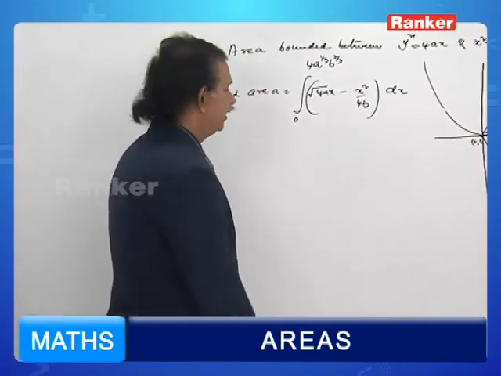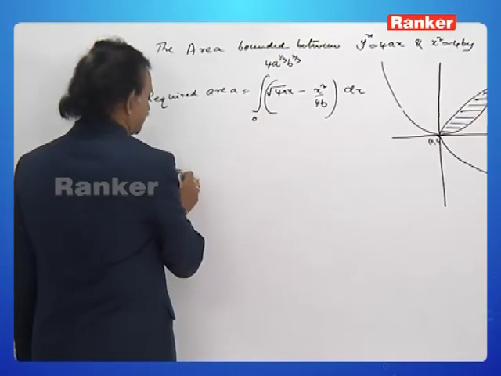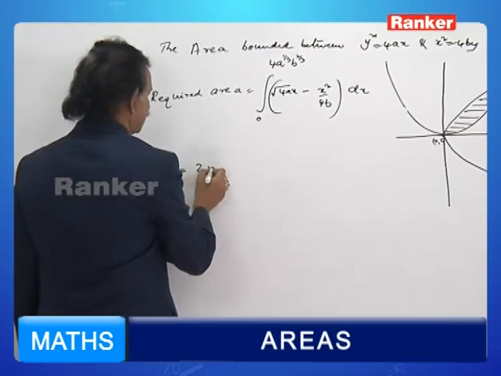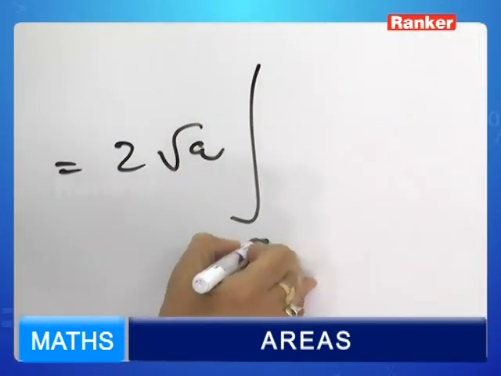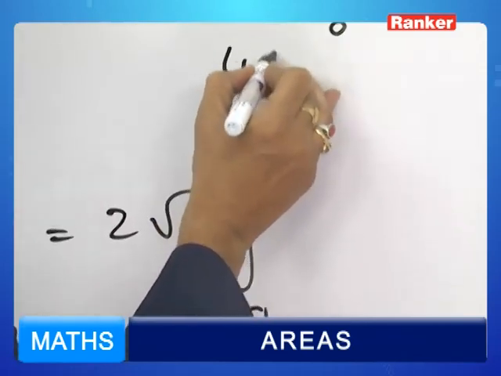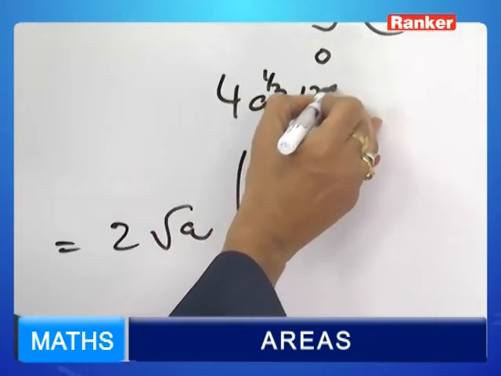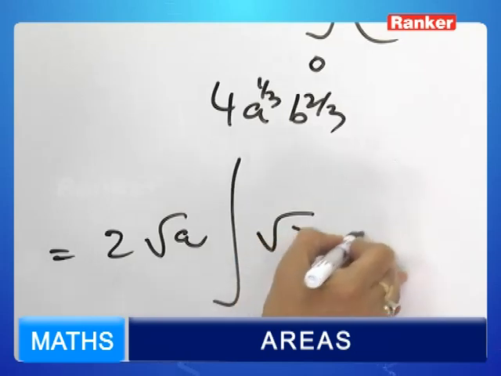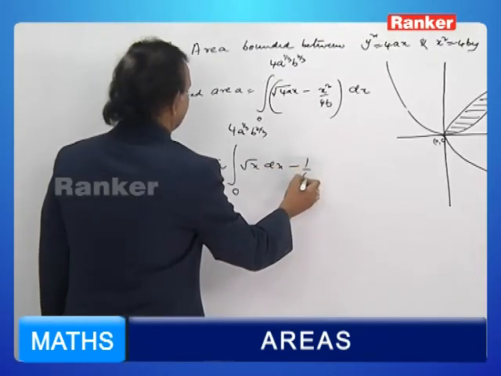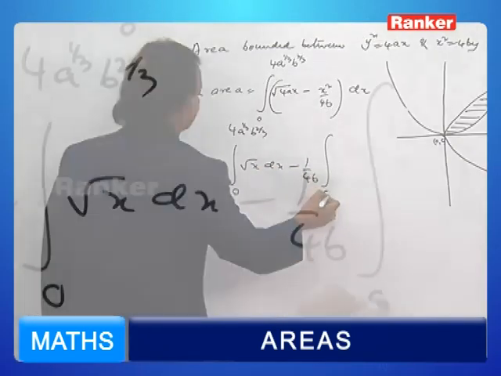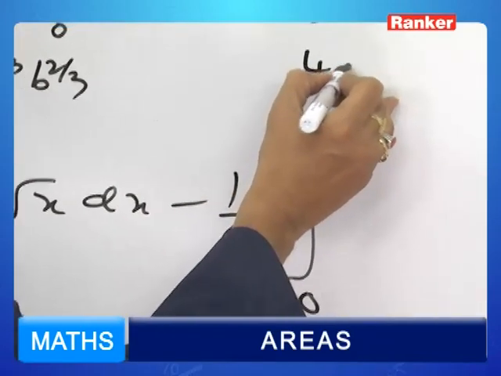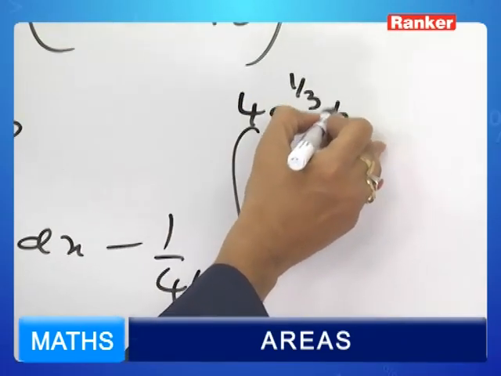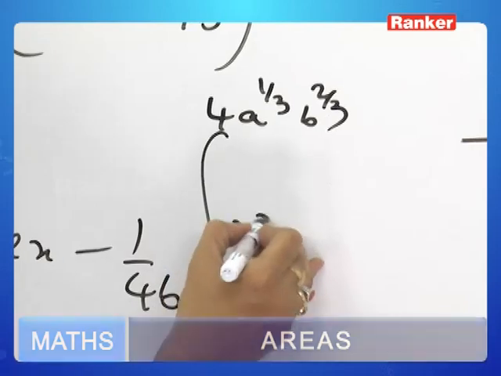Okay. What is its integral? This is equal to root 4a means 2 root a into integral 0 to 4a power 1 by 3 b power 2 by 3 root x dx minus 1 by 4b into integral 0 to 4a power 1 by 3 b power 2 by 3 of x square dx.